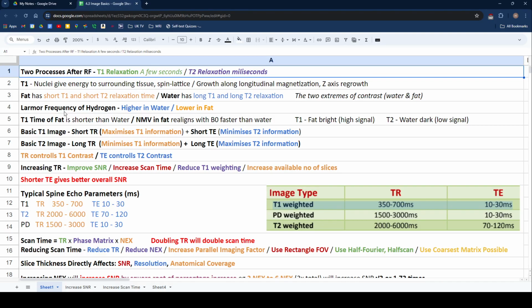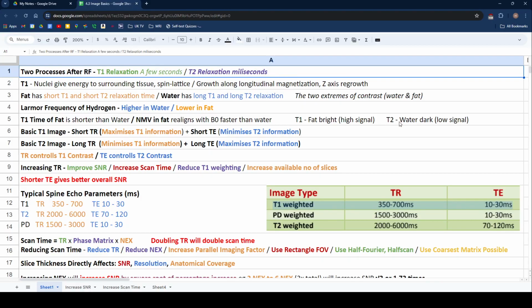The Larmor frequency of hydrogen is higher in water and lower in fat. The T1 time of fat is shorter than water. So the net magnetization vector in fat realigns with B0 faster than water. On T1, fat is bright, a high signal, and on T2, water is bright.